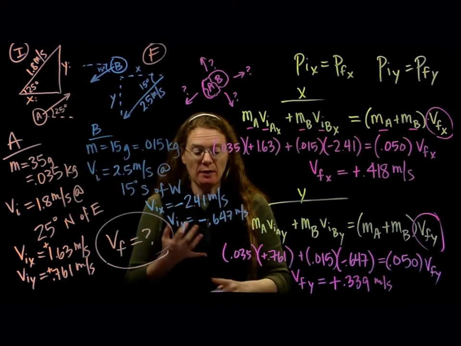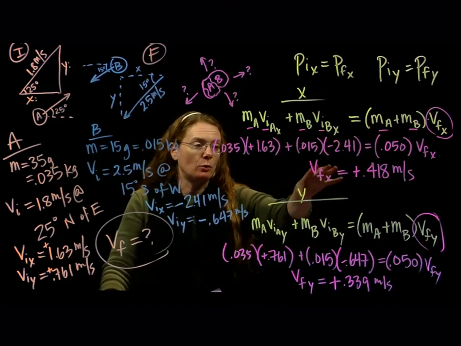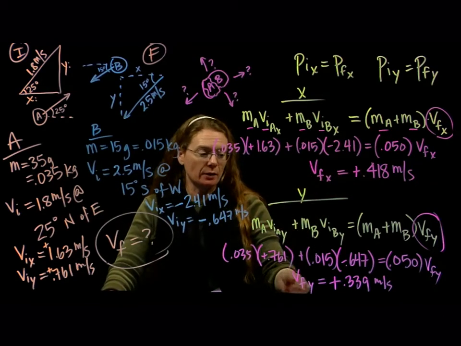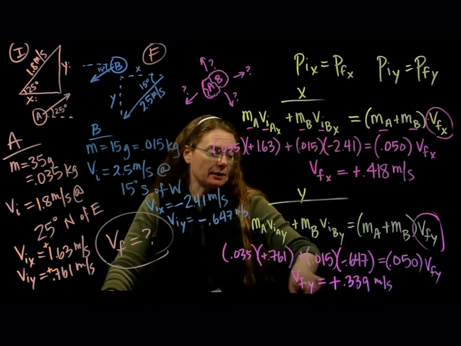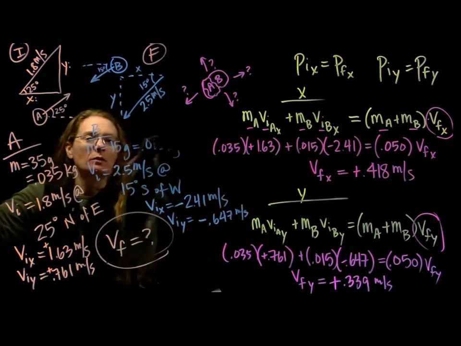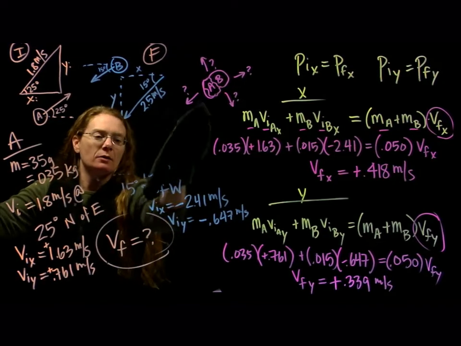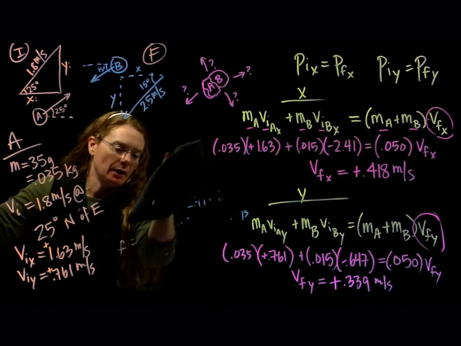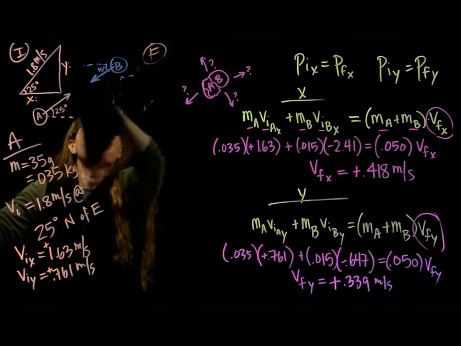All right, now we're not done. We wanted to know the speed and the direction of the combined glob. We now know the component of the velocity, left, right. We know the component of the velocity, up, down. We just need to slap those two together into a triangle. So that's what I'm going to do. I'm going to put these two into a triangle so that we can figure out the actual final velocity, speed and direction.